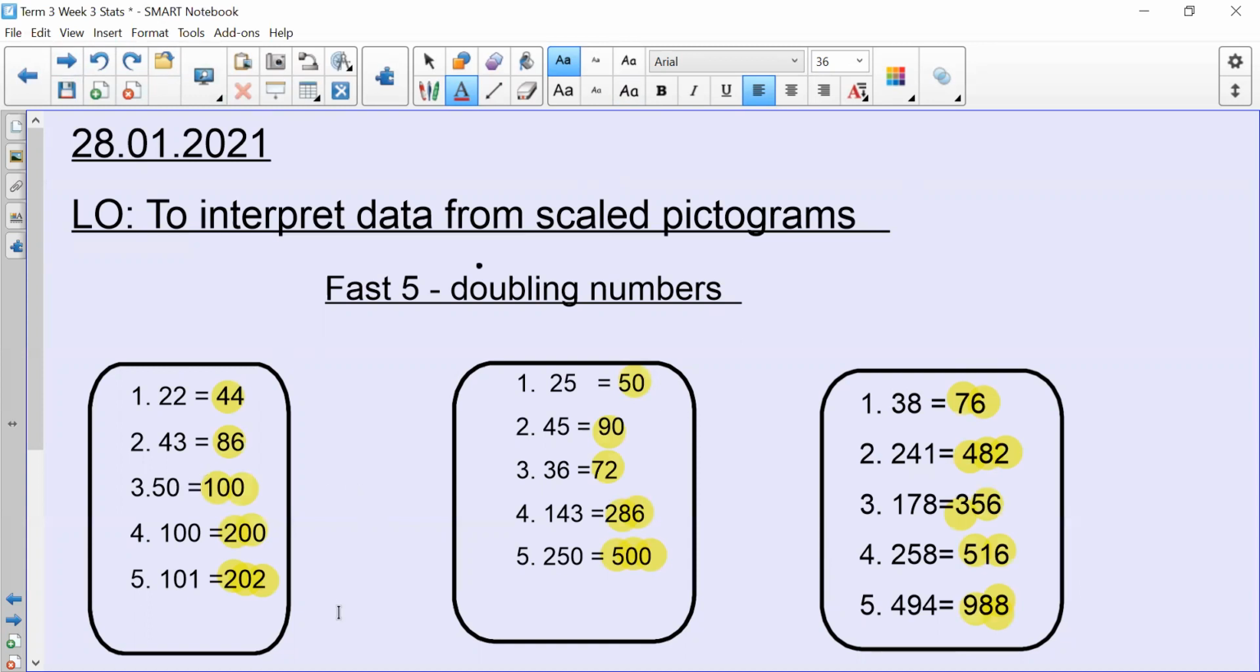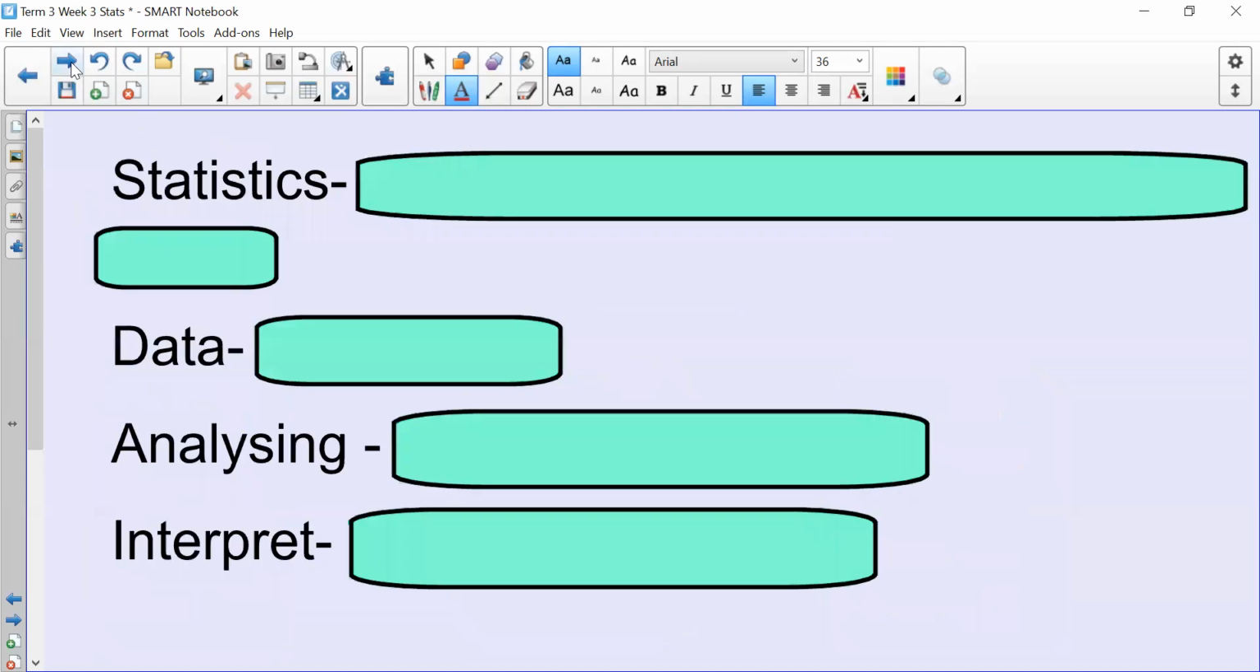Hopefully you'll have noticed some patterns and things. So if 25 doubled is 50, then 250 doubled is going to be 500, things like that. Hopefully for these hot ones, you'll have been able to carry over in your head just to get that mental maths really quick. So well done for your fast five this morning.